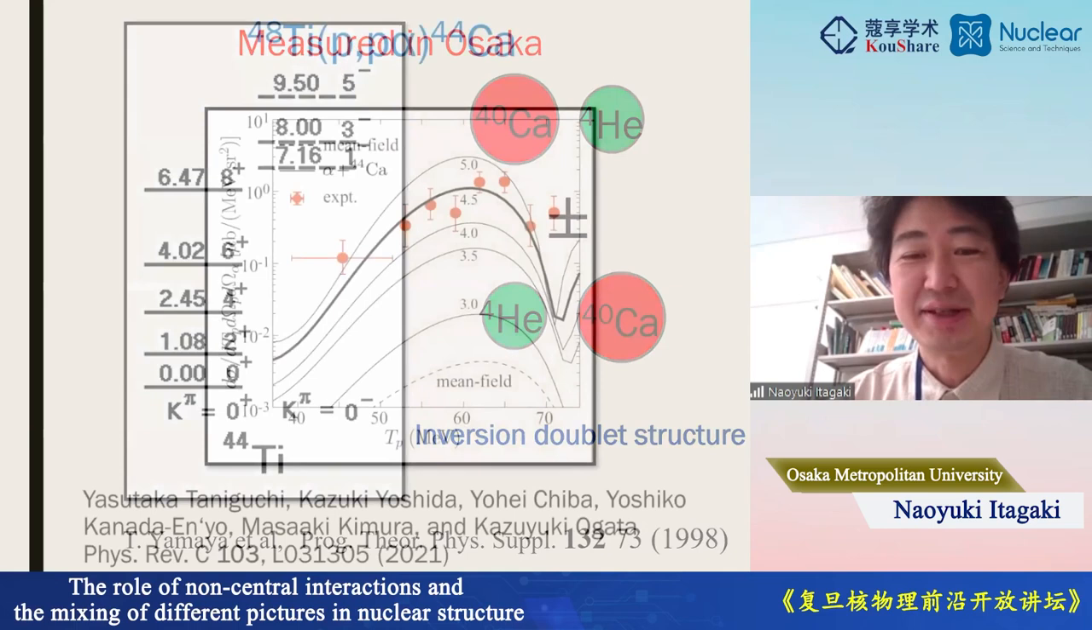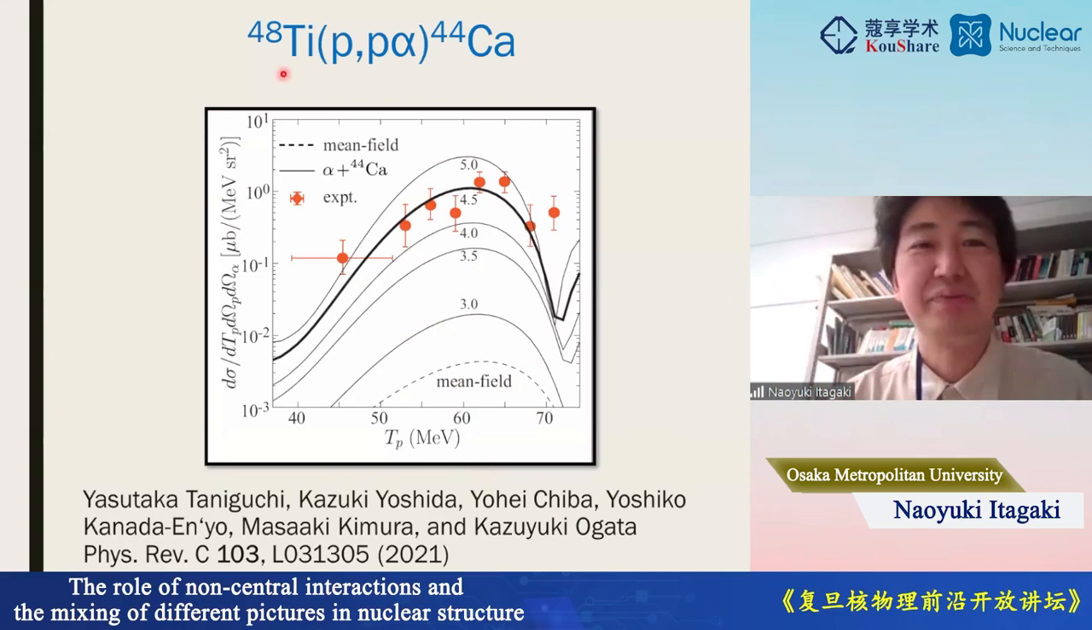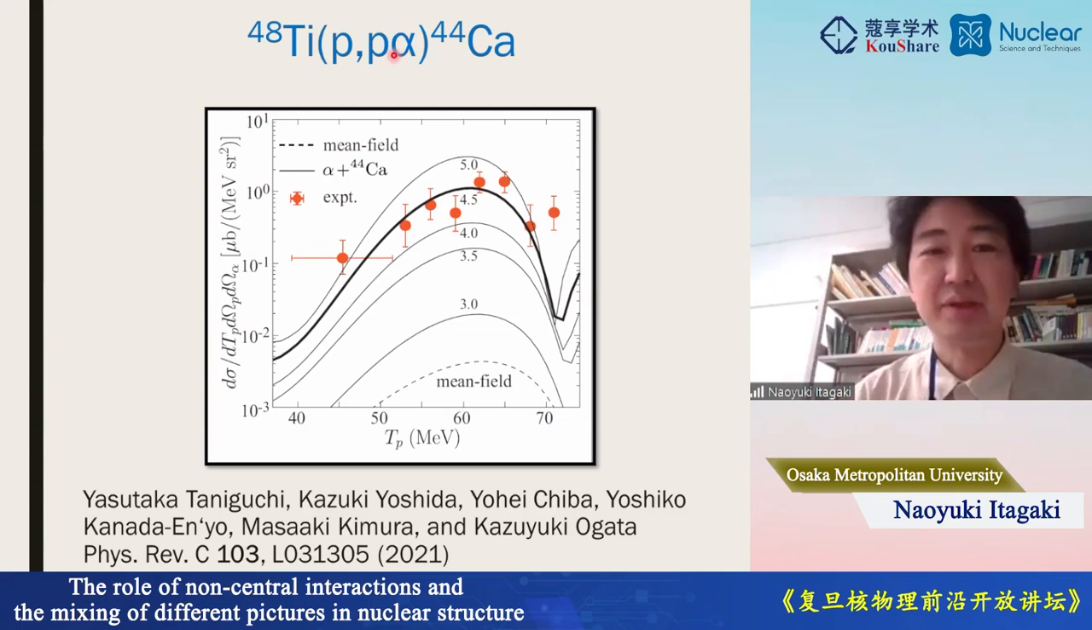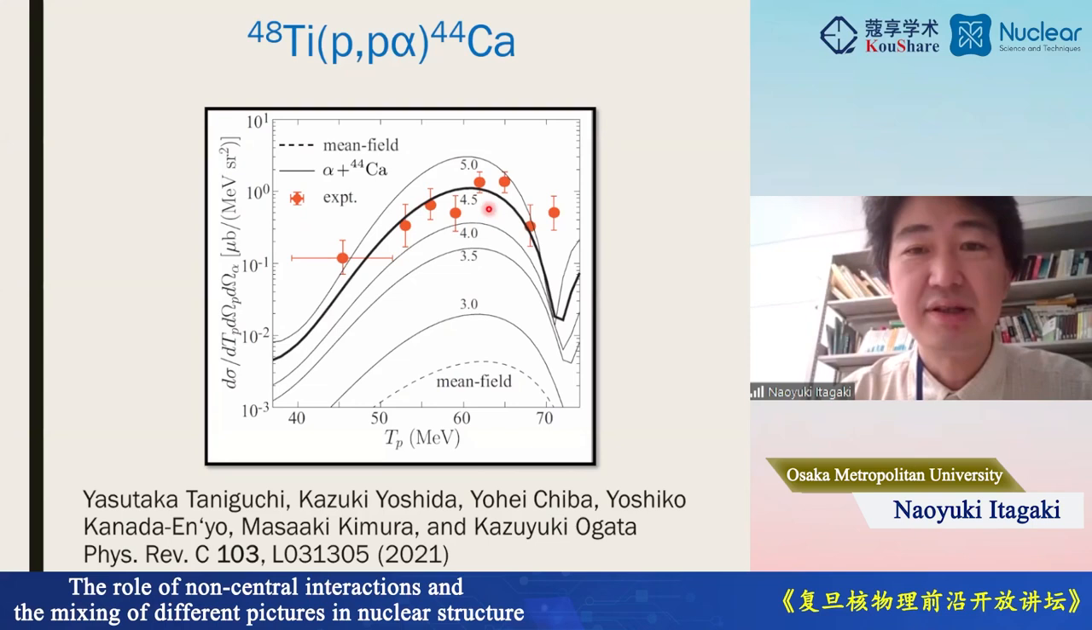This one is not titanium 44, but titanium 48, and this is a result of an alpha knockout reaction. Alpha knockout reaction means that a proton is injected and we observe the proton and alpha. So an alpha particle is knocked out from titanium. And these are the observations. If we assume clustering, an alpha plus calcium 44 cluster structure, with a relative distance of 4.5 centimeters assumed by hand, then we can reproduce the experimental data like this.